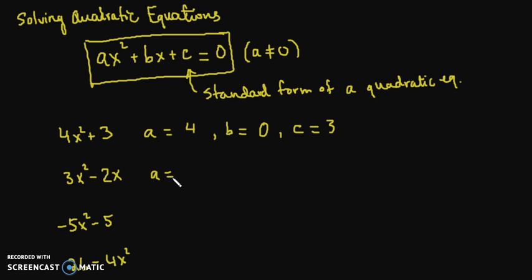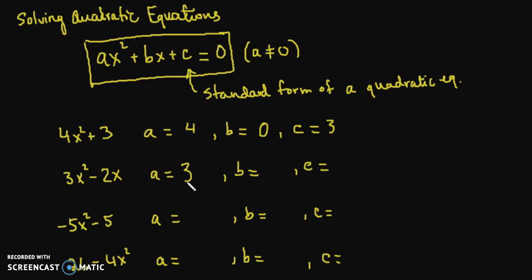Let's do an example. Let's find a, b, and c of each of the following equations. In this case, a is 3, b is the number in front of x, and that includes the sign, so it's -2, and c, we don't have c here, so c is 0.